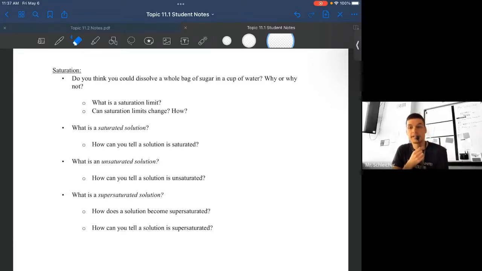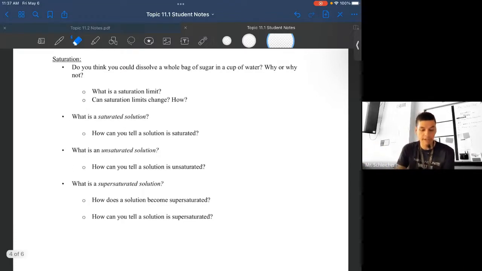When a solution is saturated, when it reaches the saturation limit, that is when you cannot dissolve any more solute in there. When it's unsaturated, that means you can dissolve probably a little more solute in there. And when it's supersaturated, it went beyond the limits of dissolving things, and maybe over time that solute would fall back out of the solution again.